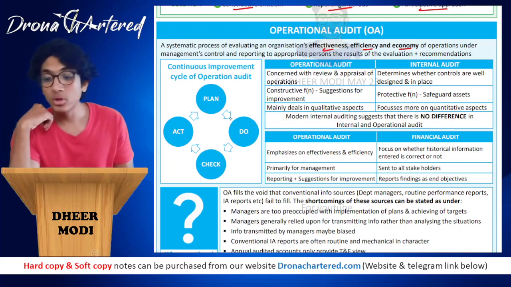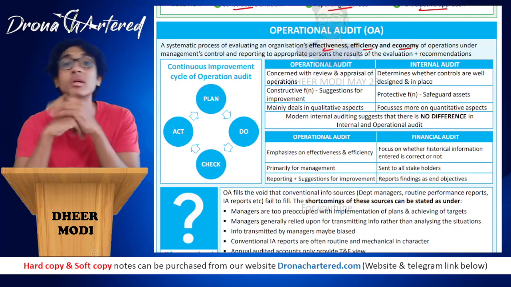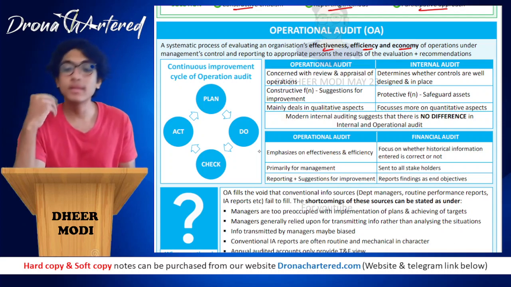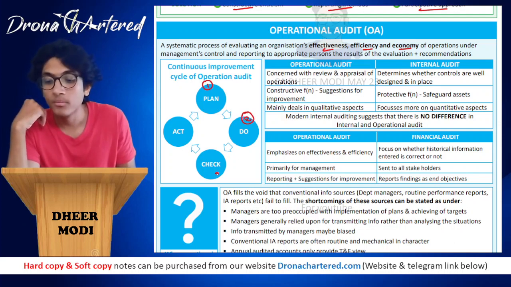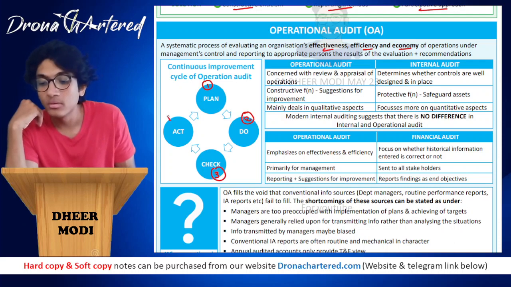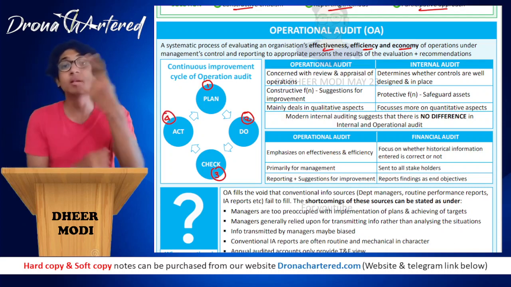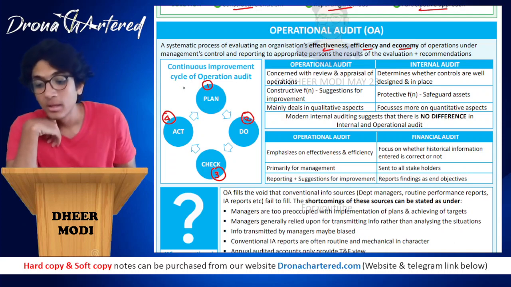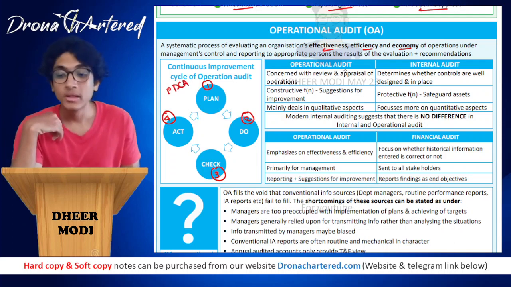Okay, so now this is your continuous improvement cycle of operational audit. If you remember, we have also done this in your SCMP. It is called your PDCA cycle, that is your plan, do, check, and act. So this is called your PDCA. In SCMP, if you remember, it is called your Deming's wheel. Okay, so this is your PDCA cycle: plan, do, check, act.